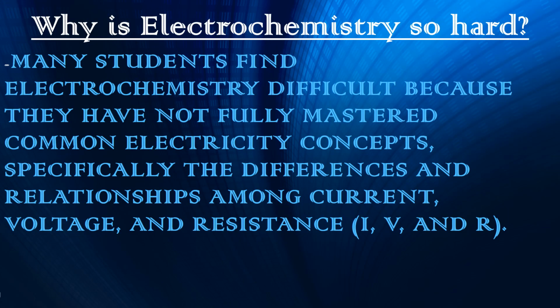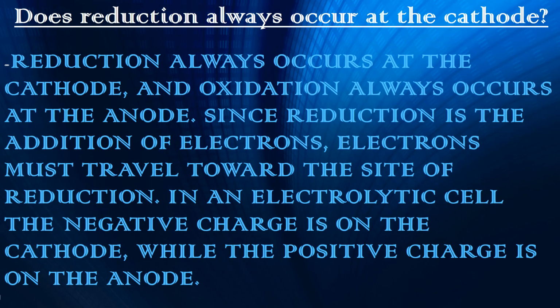The eighth question is, why is electrochemistry so hard? Many students find electrochemistry difficult because they have not fully mastered common electricity concepts. Specifically the differences and relationships among current, voltage, and resistance, I, V, and R. The ninth question is, does reduction always occur at the cathode? Reduction always occurs at the cathode, and oxidation always occurs at the anode.